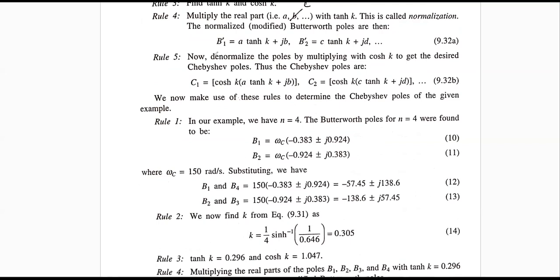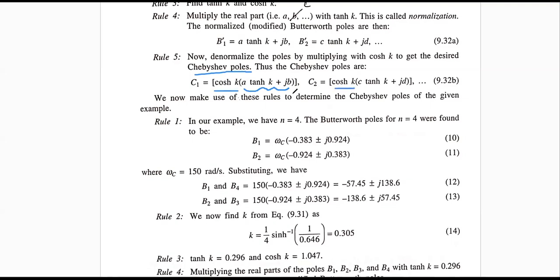If you have any problem to identify, just let me know. Rule number 5: now denormalize the pole by multiplying with cosh K to get the desired Chebyshev filter. So at this moment, you will get the actual Chebyshev pole. Thus the Chebyshev poles are, now this is the whole equation. You already found the value of A and B from where? Butterworth filter. Then you found the value of K, and now you are multiplying the whole factor with cosh K.